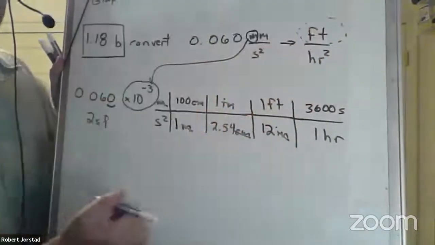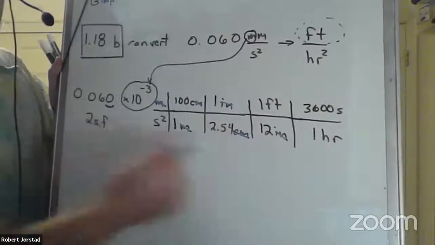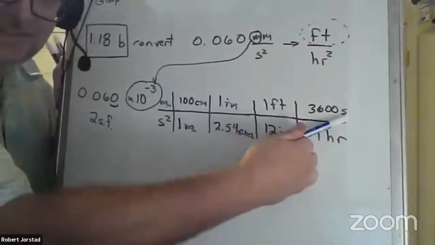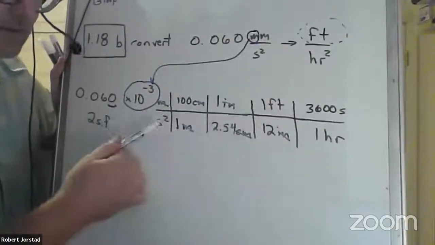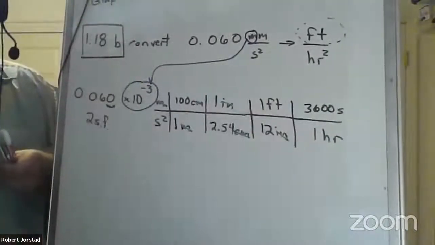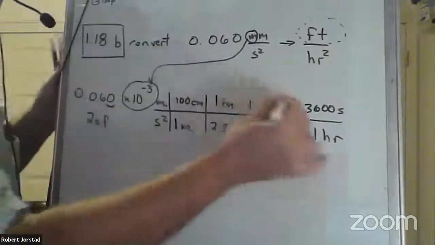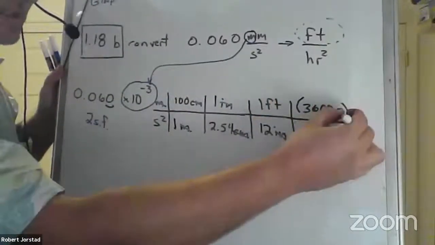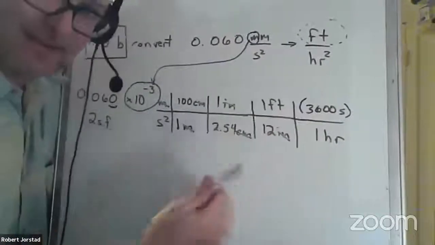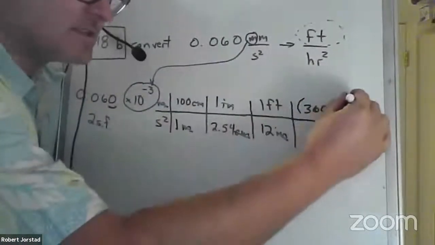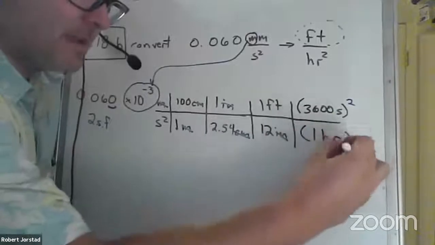That was good. Seconds squared does not cancel seconds. What do I have to do? I need to square it. Now, here's the thing students forget. You don't just square the units. You have to square the units and the numbers. It's a package deal. So you have to square it on the top, and you have to square it on the bottom.